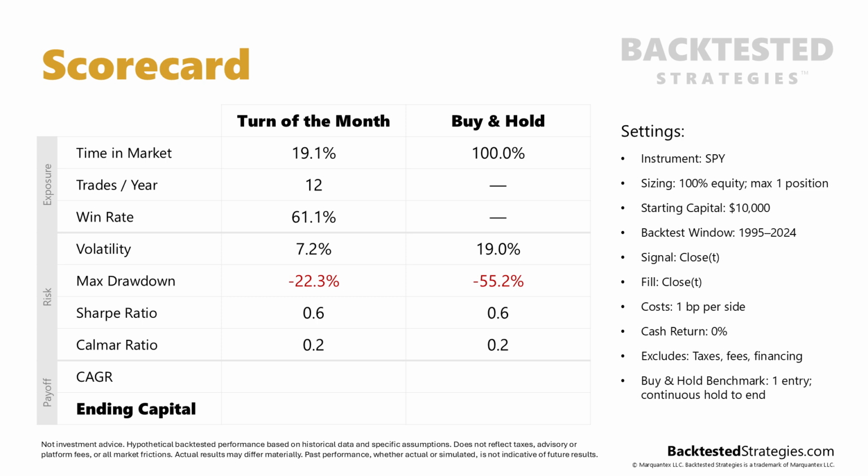Section 3, Payoff. For the monthly turn strategy, the compound annual growth rate is 4.2% and ending capital is $34,129. Whereas for buy and hold, the compound annual growth rate is 10.8% and ending capital is $217,879. So here's the headline. Monthly turn is a calendar-timed risk filter, not a full-time strategy replacement. However, the details depend heavily on which time span you're in, and that's where things get interesting.